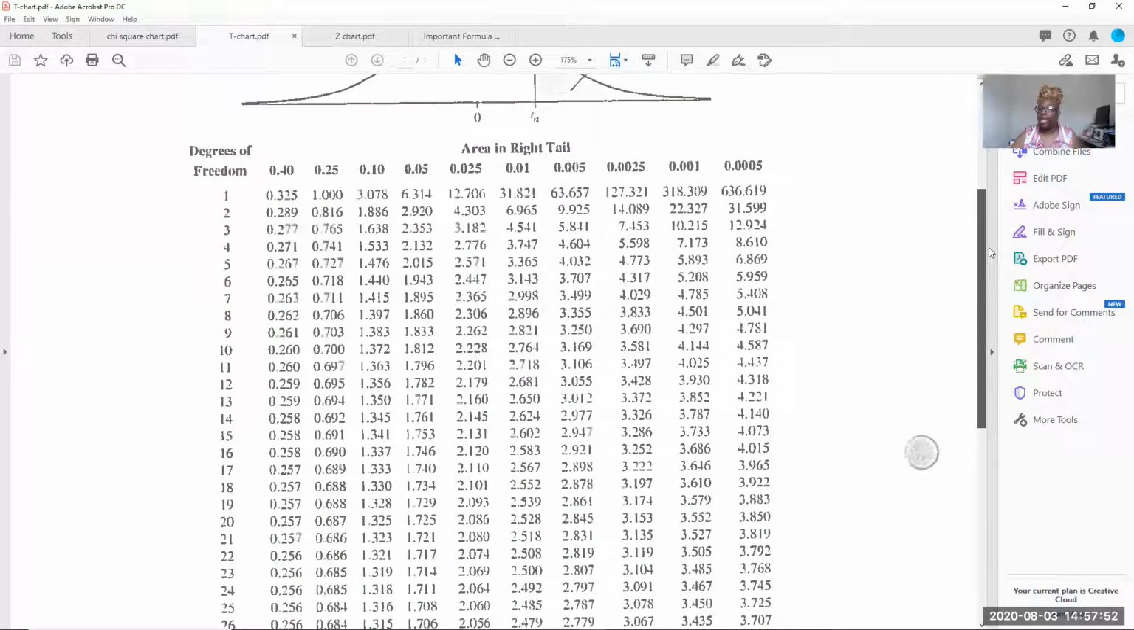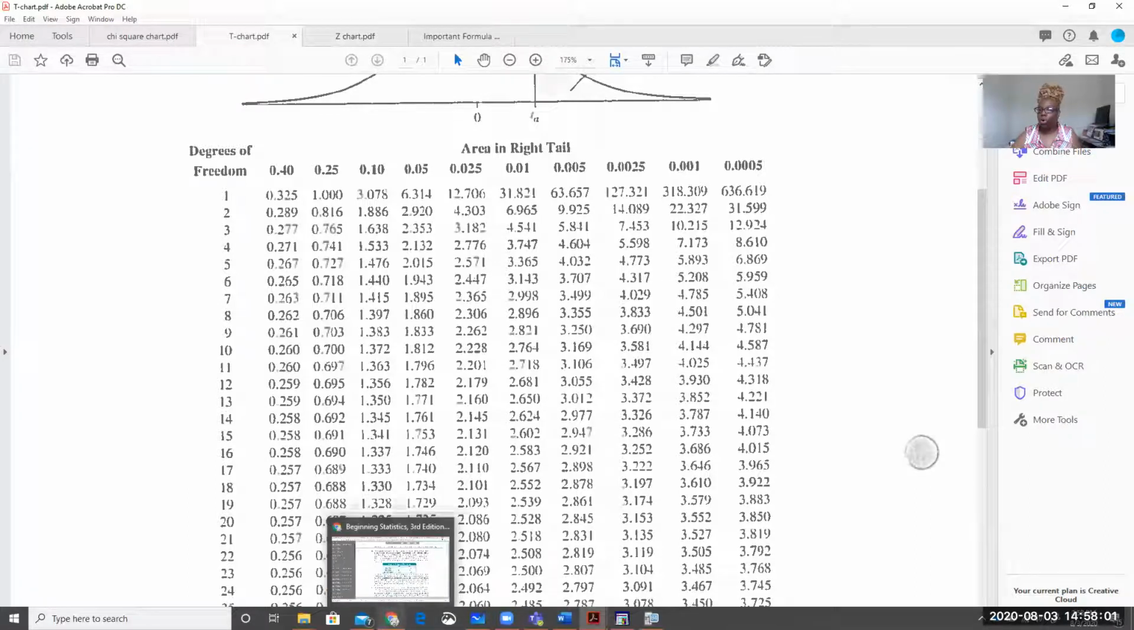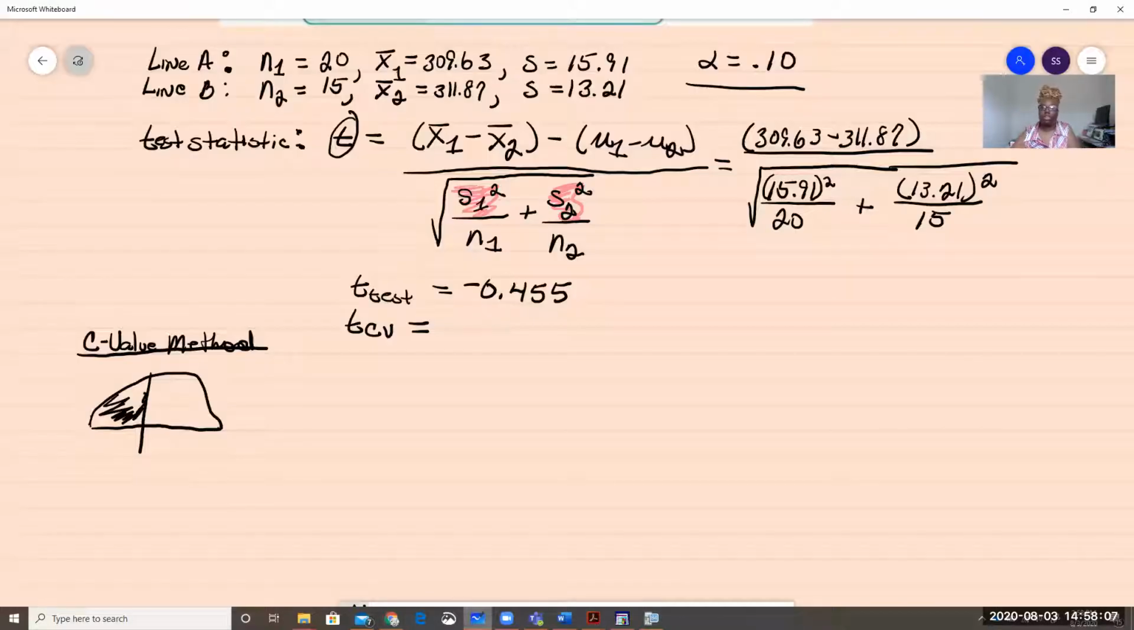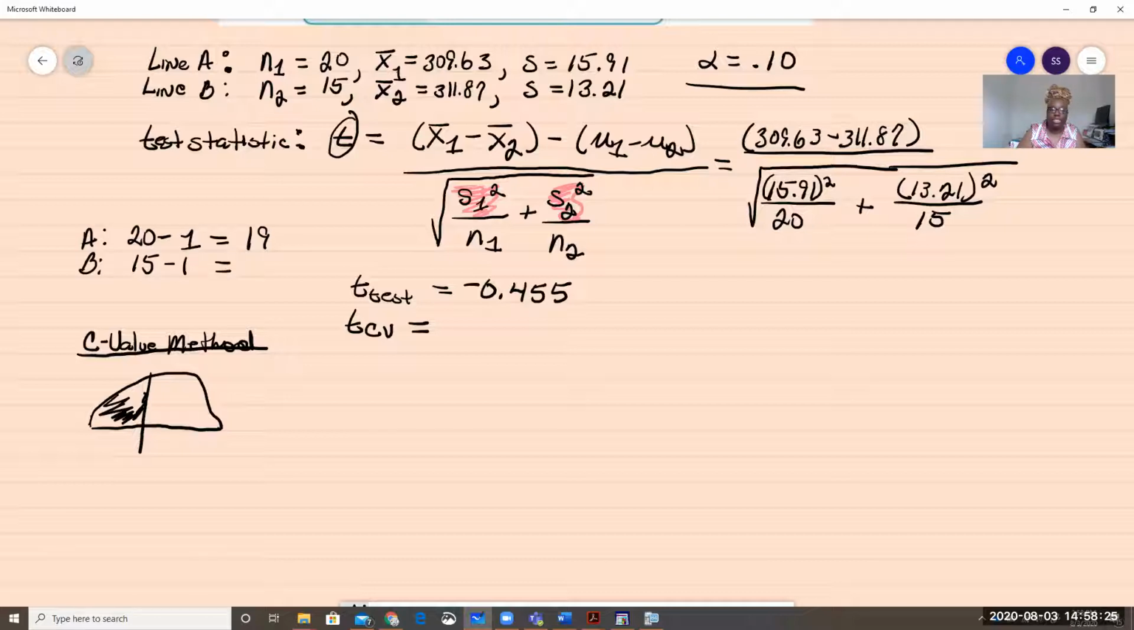So again, we need our degrees of freedom. Do you recall? Now, different places do degrees of freedom differently. In my course, the degrees of freedom is going to be the lower of the two. Depending on your instructor, you might have to get clarification, but for mine, it's going to be the lower of the two. So for line A, the sample size is 20, minus 1, which is 19. And for B, it will be 15 minus 1, which is 14 degrees of freedom. So I'm going to use the lower of the two. So my degrees of freedom is going to be 14.